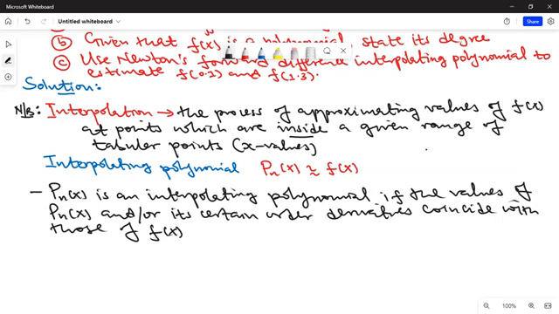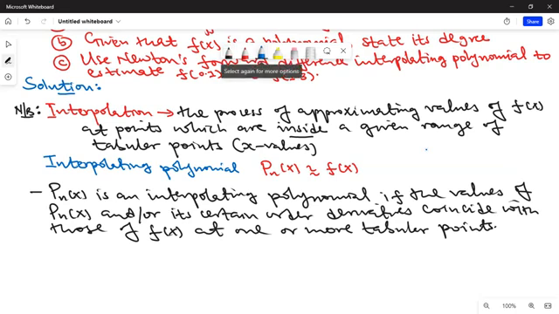At one or more tabular points. This is what I mean. We are saying for it to be an interpolating polynomial, then we expect that Pn at xi must be equal to f at xi. They must coincide.